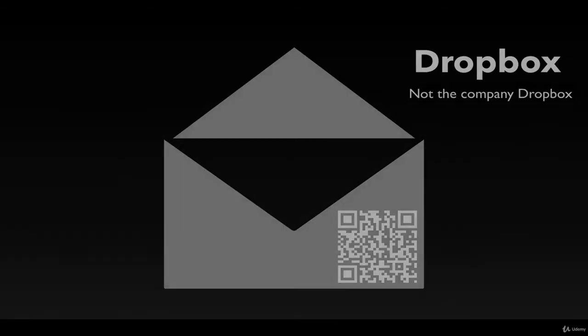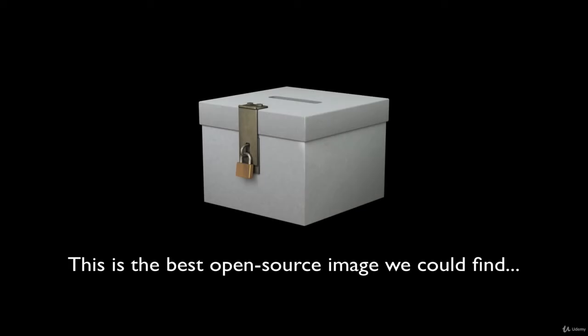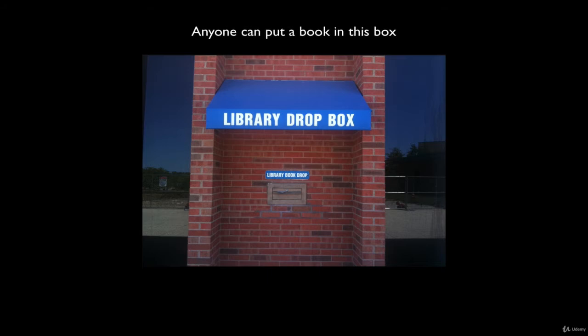It looks like we're talking about the company Dropbox, which we're not. There is an actual item in the world called a Dropbox, where you return videotapes, sort of like a mailbox. Stuff goes in. Anybody can put something in there. Anybody can go to the library, put a book in, but only the librarian, the library master, can unlock that box and take all the books out. It's a one-way system.